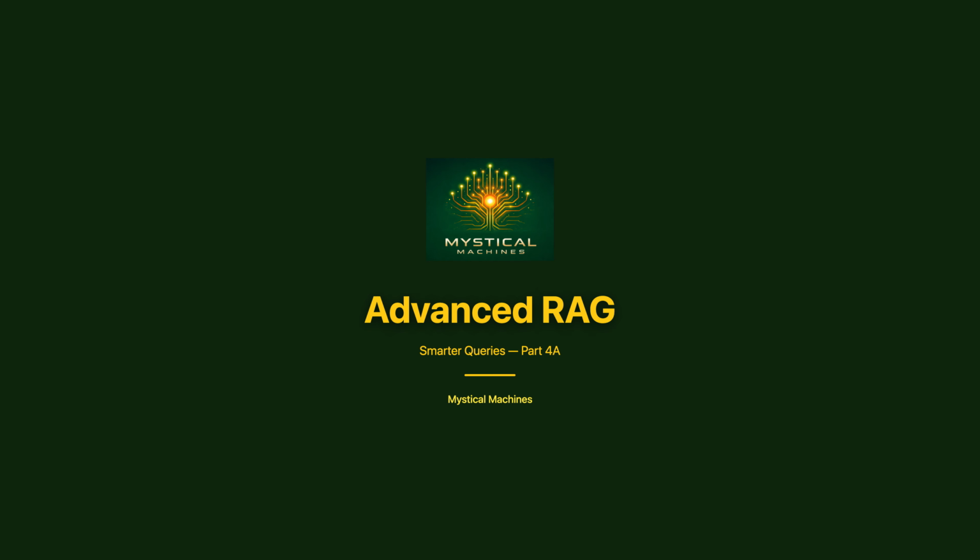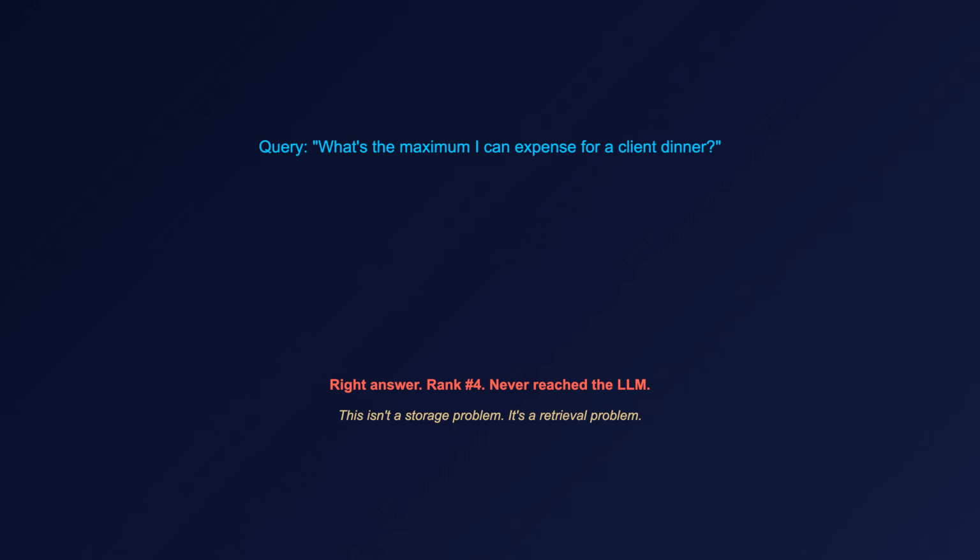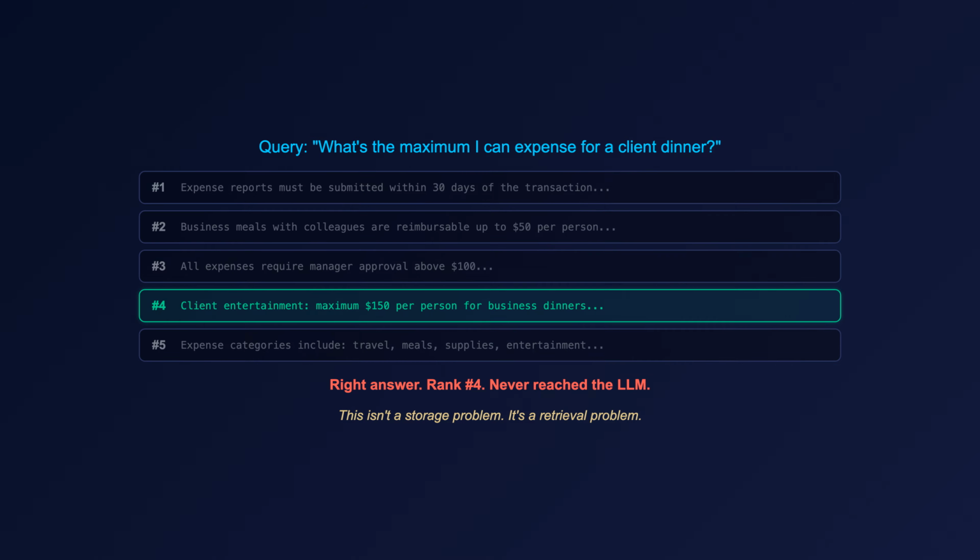Let's get into it. Same database, same chunks. The answer is right there, rank 4. But most systems pass only the top 3 to the LLM. So the answer exists in the database but never reaches the model. This isn't a storage problem, it's a retrieval problem. And there's enough to fix here that we've split this into two parts. Part 1 covers smarter queries, Part 2 covers smarter ranking.